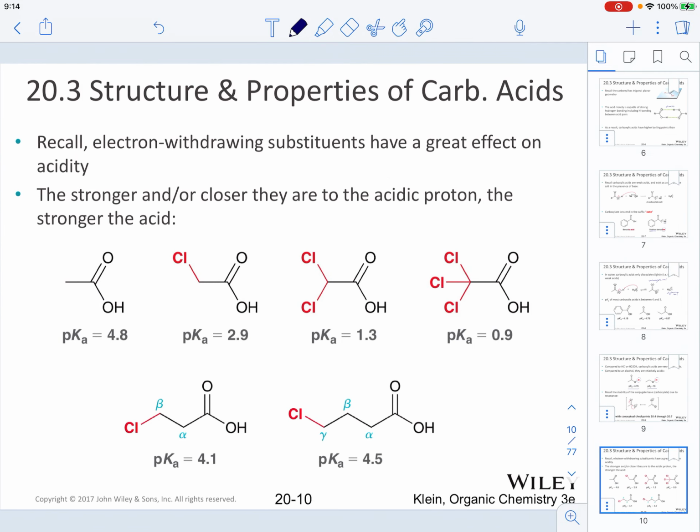Now, understand that if we have electron-withdrawing substituents attached to the alpha carbon on a carboxylic acid, they are going to affect the pKa. So, if we compare the pKa of a carboxylic acid with molecules that are structurally similar in terms of having carbons and oxygen atoms, the difference between the molecule on the left and the molecules in the same row is the addition of those electron withdrawing substituents.